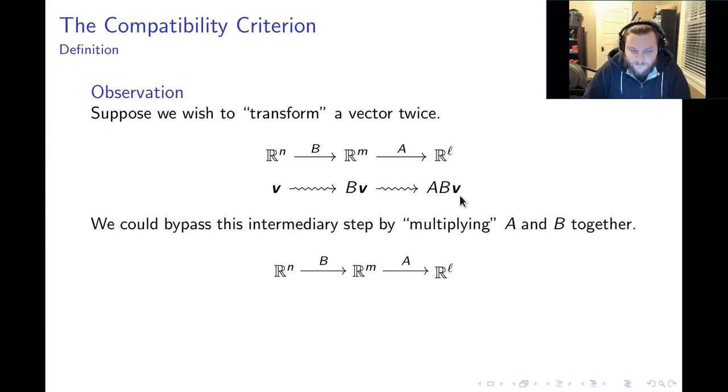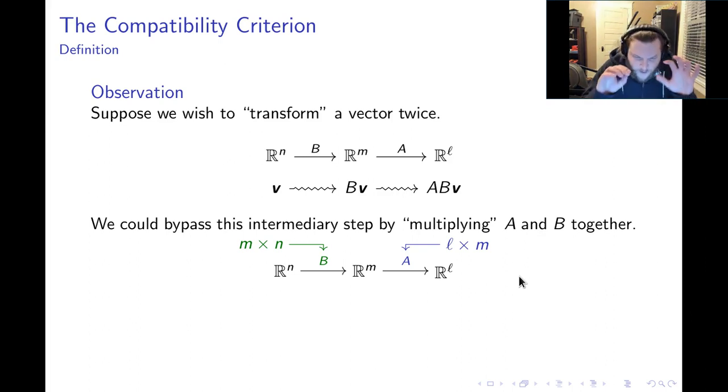Now, remember, diagrams that look like this aren't intimidating. They're really just fancy ways of communicating basic information about the matrices. When we say that B goes from Rn to Rm, that's really just a fancy way of saying that matrix B has m rows and n columns. And when we say that A goes from Rm to Rl, this is just a fancy way of saying that A has L rows and m columns.